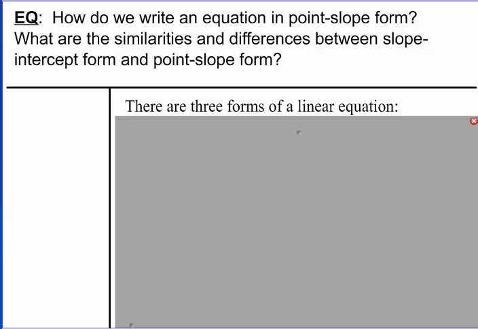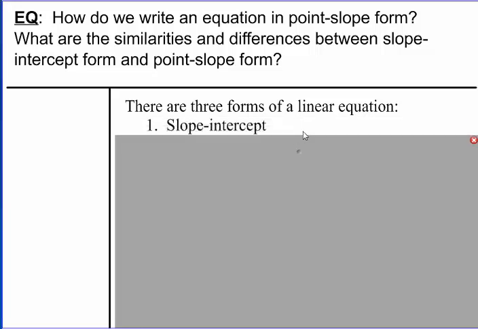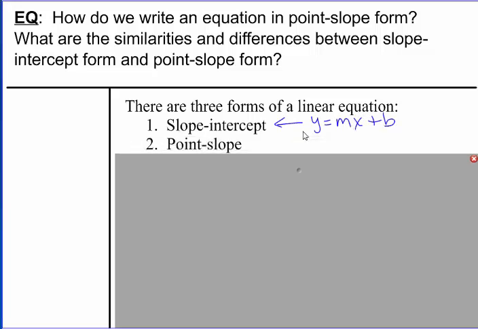So there are three forms of a linear equation. We have the slope-intercept form, which we've been working with. That one is y = mx + b. Then we have point-slope, the one that we're going to be working with today on this lesson. That's y - y1 = m(x - x1). And we're going to see that again below.